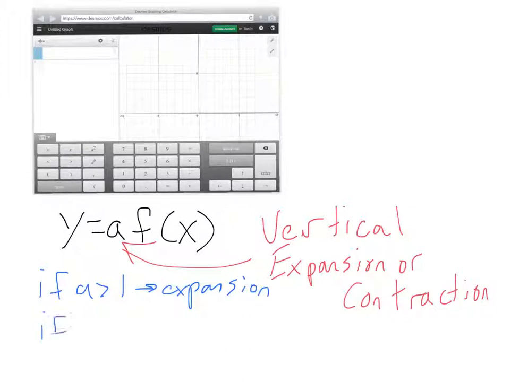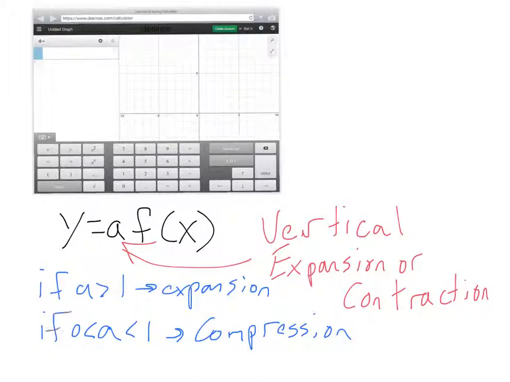And if a is less than 1 and greater than 0, it's going to be a compression. Notice I'm restricting a from being negative for the time being. We'll talk about what happens when that value becomes negative later. But for now, we're just going to keep a either between 0 and 1 or greater than 1. So that's how we have vertical expansions and contractions.